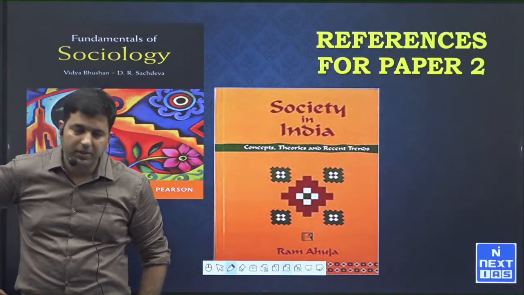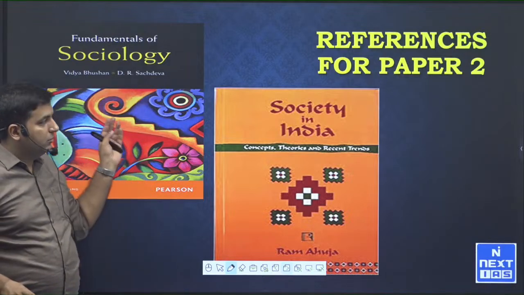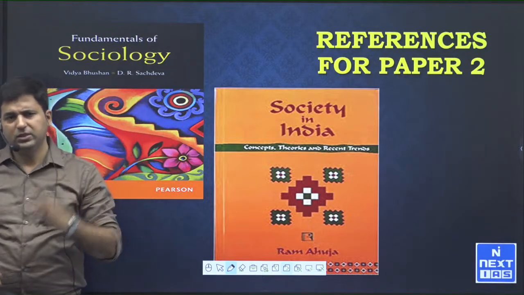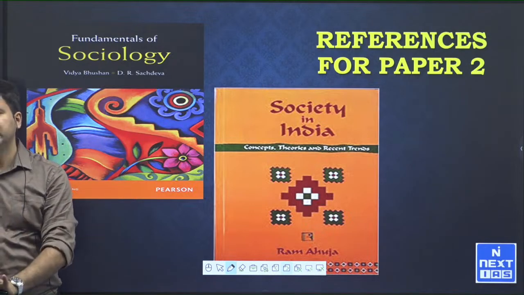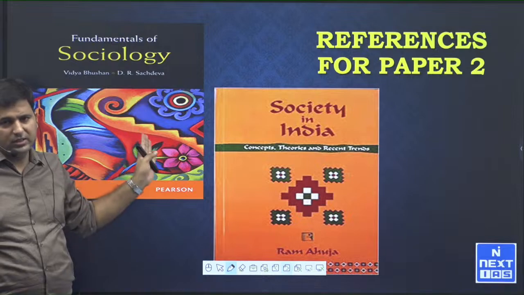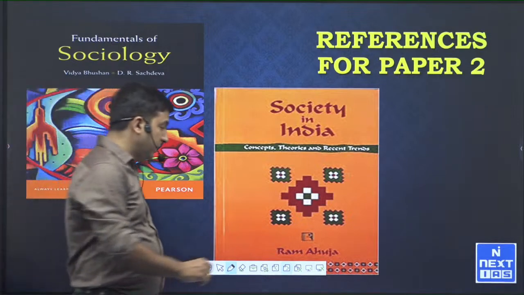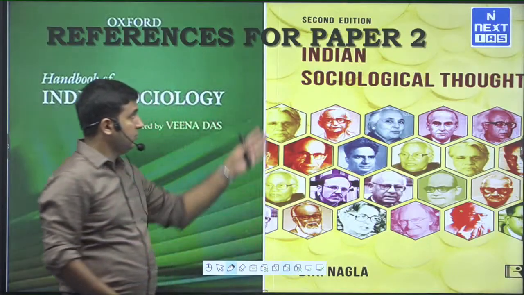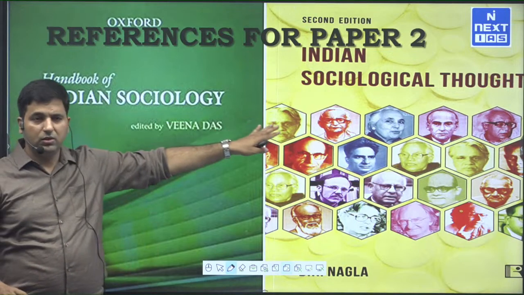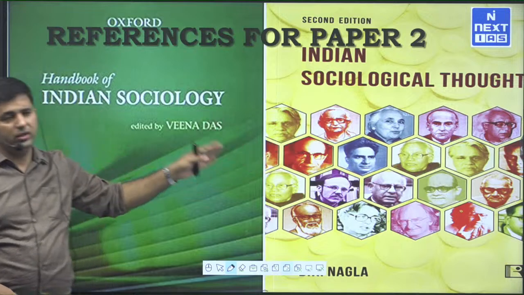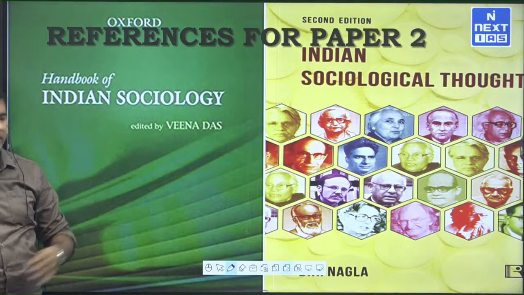Now for Paper 2, you have either Vidyabhushan and Sachdev or Society in India. You can take either of the two, but take one, that is Vidyabhushan and Sachdev. If you believe my suggestion, this one is a better book for Paper 2. The other book for Paper 2 is Introduction to Indian Sociological Thought, written by B.K. Nagla, or if you want an alternative option, there is Vinadas.